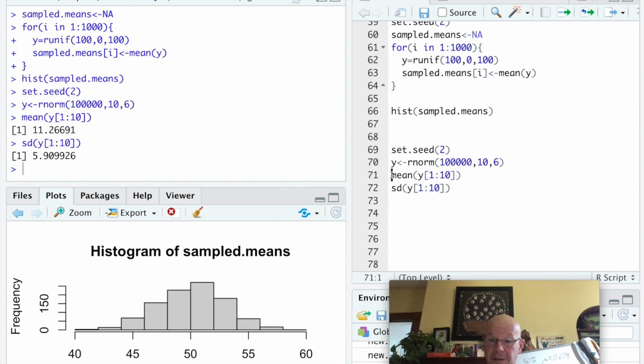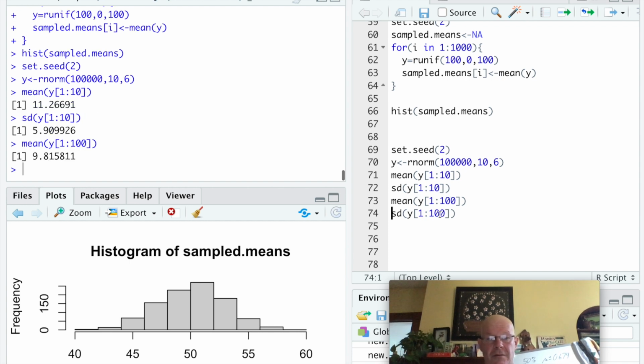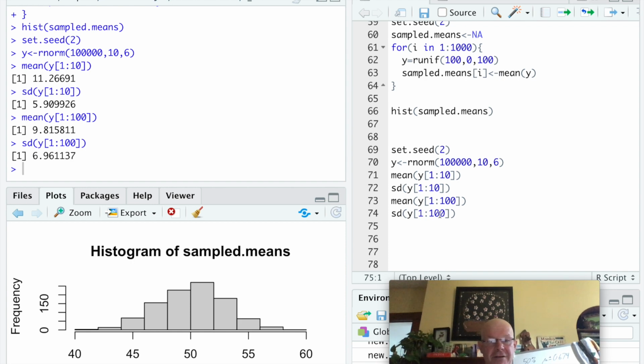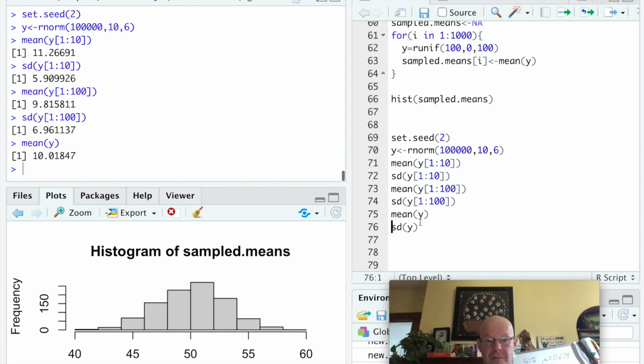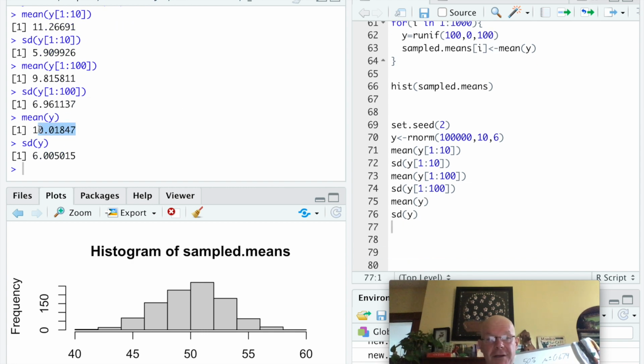And then likewise, let's pretend, because I like pretending, that we took 100. 100 seems like a pretty good sample. 9.8 is now my estimate of the mean, and my estimate of the standard deviation is 6.9. It's like, okay, that's the best that we could do with a sample of 100. But what would happen if we sampled them all? So all 100,000. Now we're getting really, really good estimates.